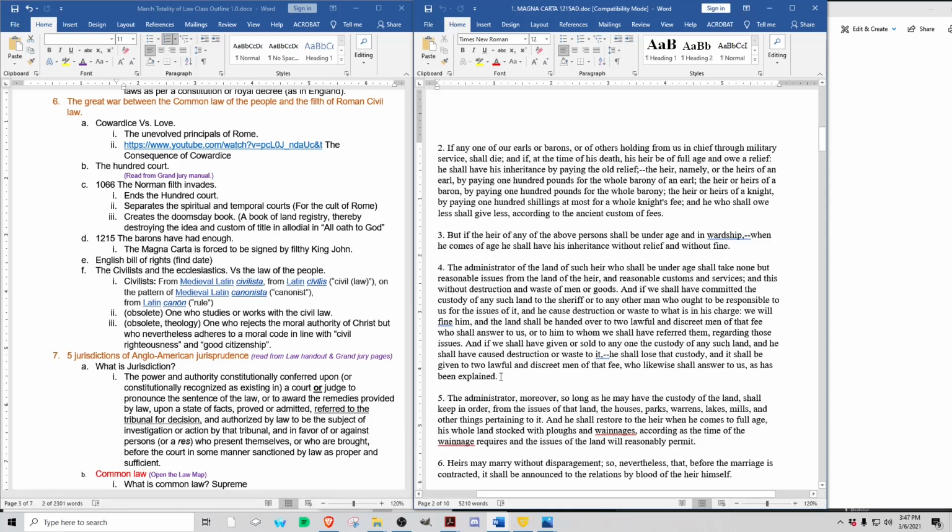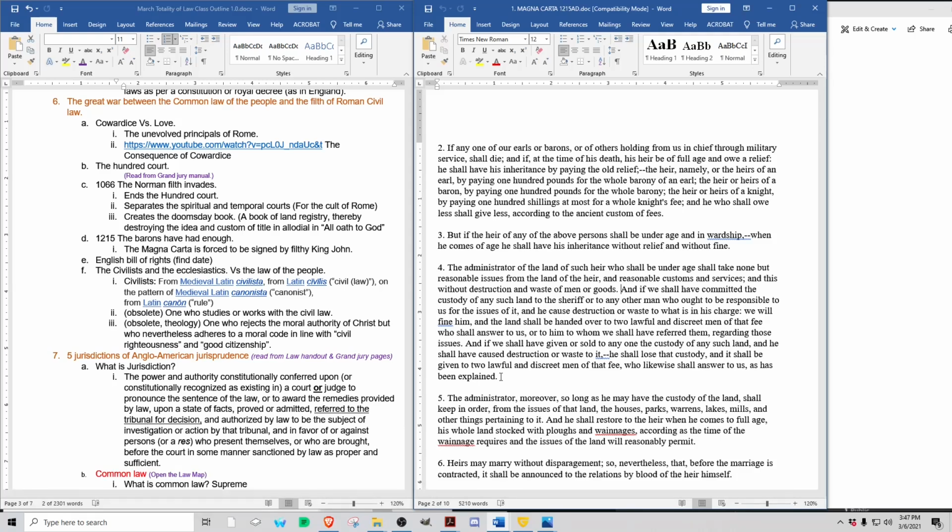But I cover all that in the presumptions class, so I won't go over that ad nauseum here. So I'll just continue. And if we shall have committed the custody of any such land to the sheriff or any other man, being the attorney or the judge, who ought to be responsible to us for the issues of it, and he caused destruction or waste to what is in his charge, we will fine him. Yeah, I'd like to see that ever happen.